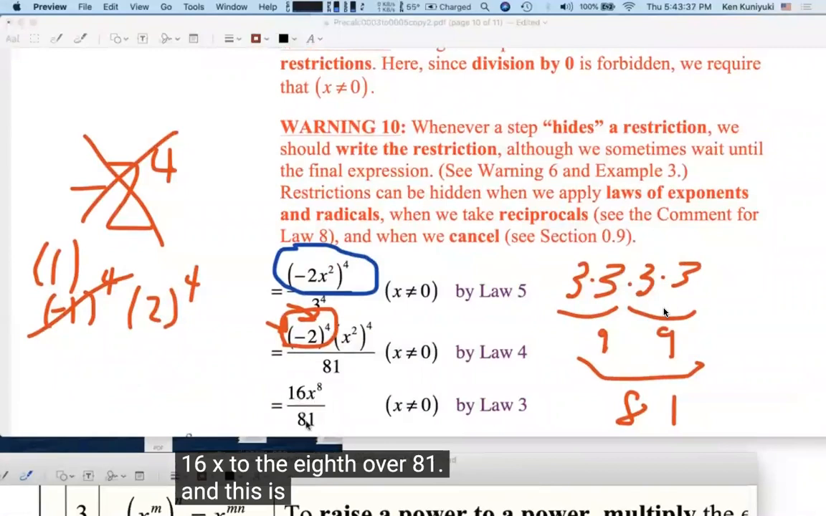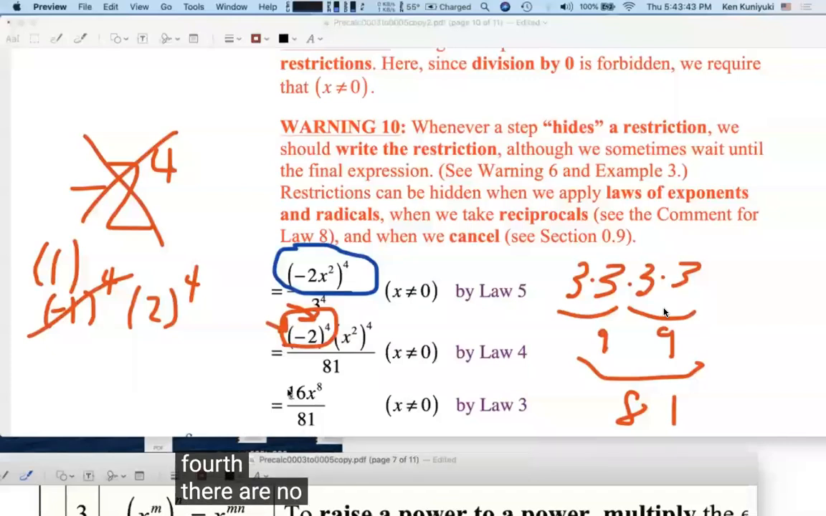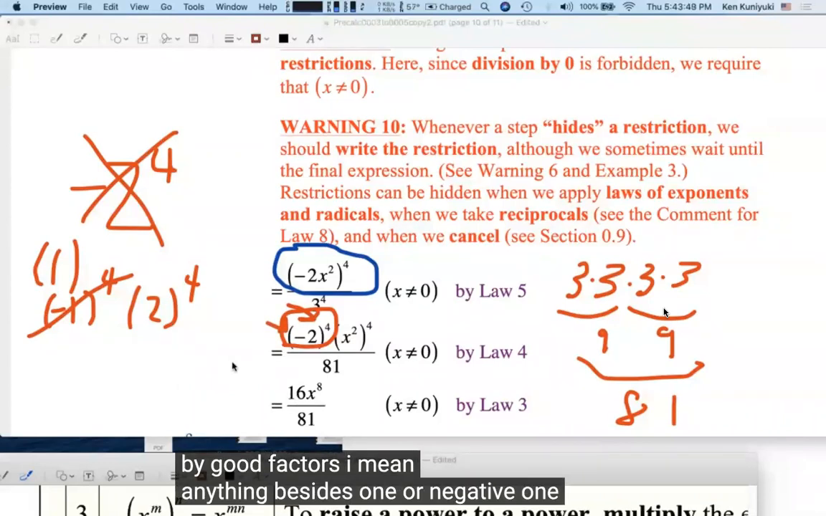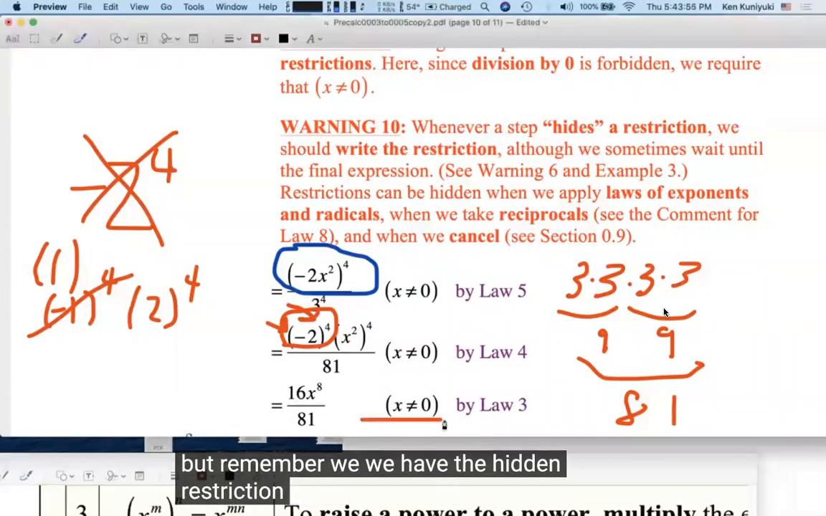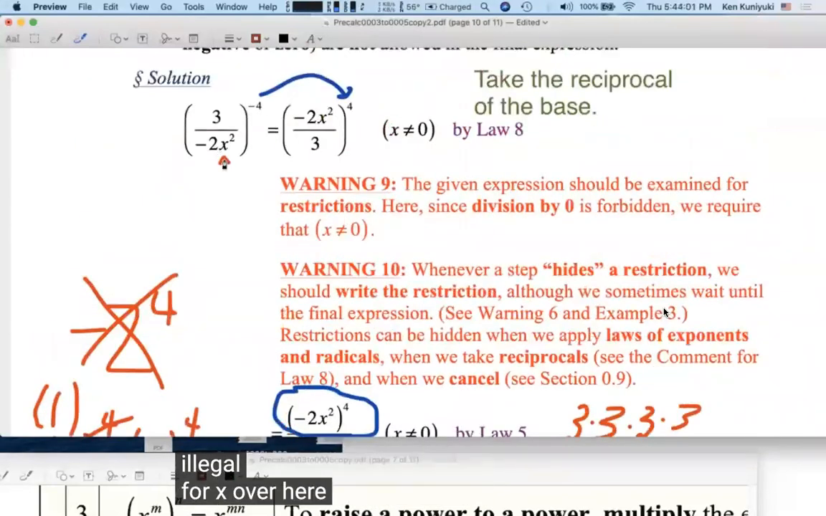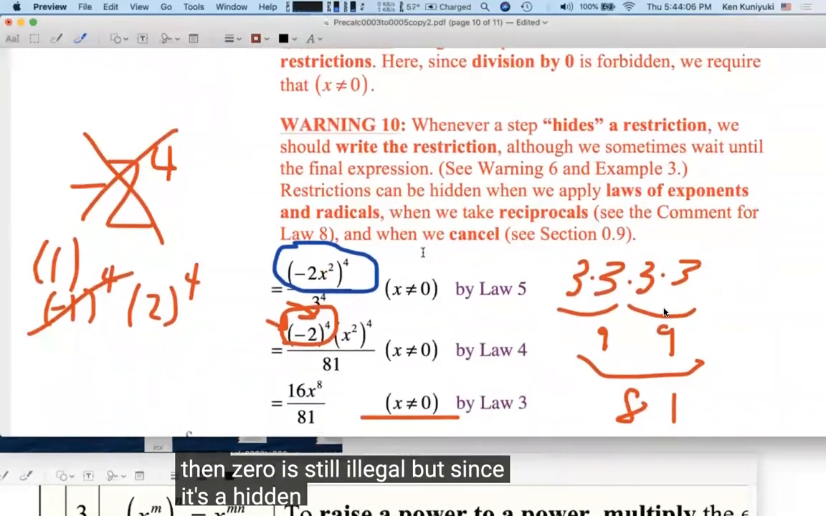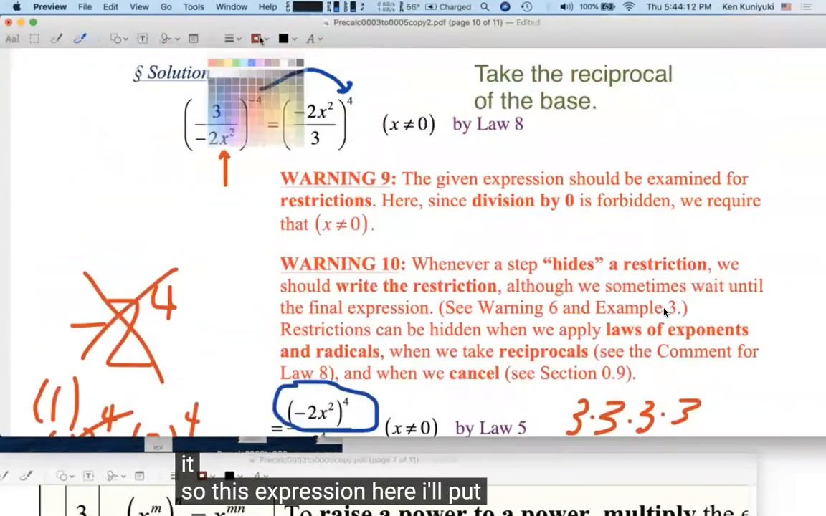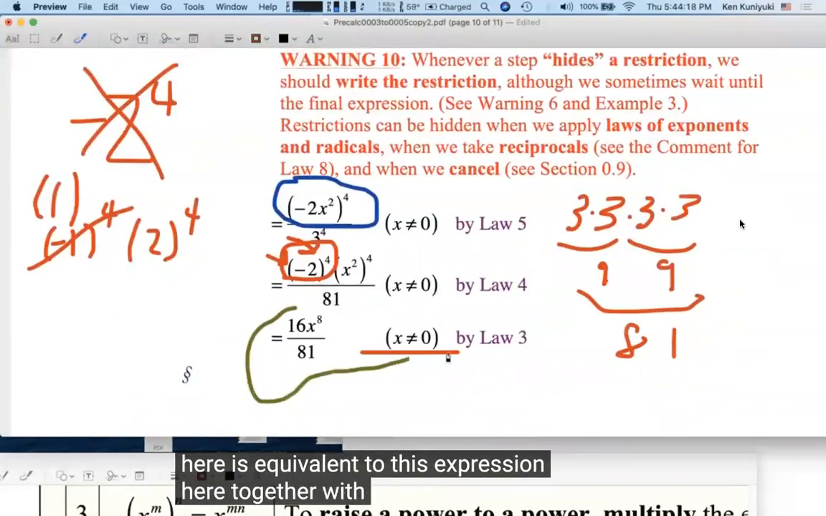And this is simplified because remember, 16 is 2 to the fourth, 81 is 3 to the fourth. There are no good factors in common. By good factors, I mean anything besides 1 or negative 1. So we cannot reduce 16 over 81. But remember, we have the hidden restriction. Don't forget that 0 is illegal for x. If 0 is illegal for x over here, because it would lead to a division by 0, then 0 is still illegal. Since it's a hidden restriction and not evident, we really should write it. So this expression here is equivalent to this expression here, together with the hidden restriction.